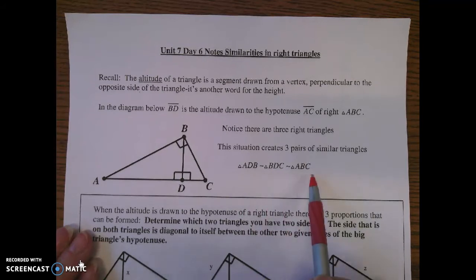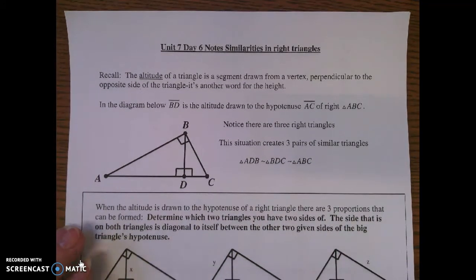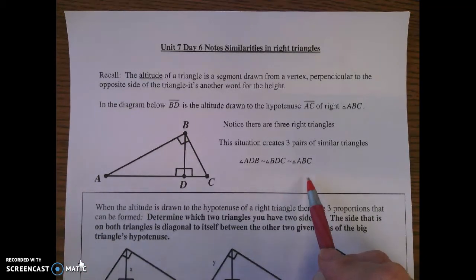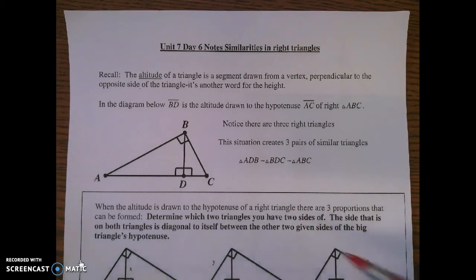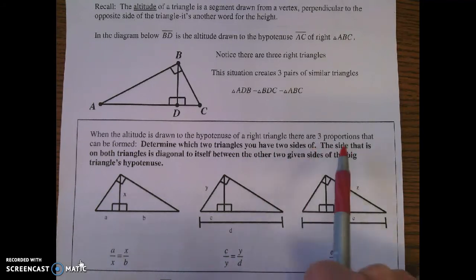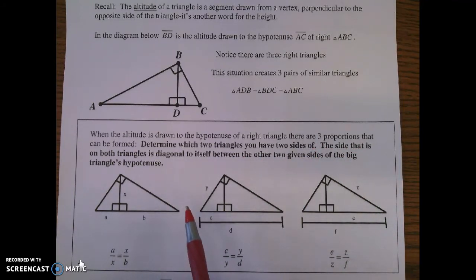So here's my similarity statement. They're all similar. Now remember from last unit, if you have similar triangles, you can set up proportions. Corresponding sides are proportional. So that leads to this situation here. When the altitude is drawn to the hypotenuse of a right triangle, there are three proportions that can be formed.